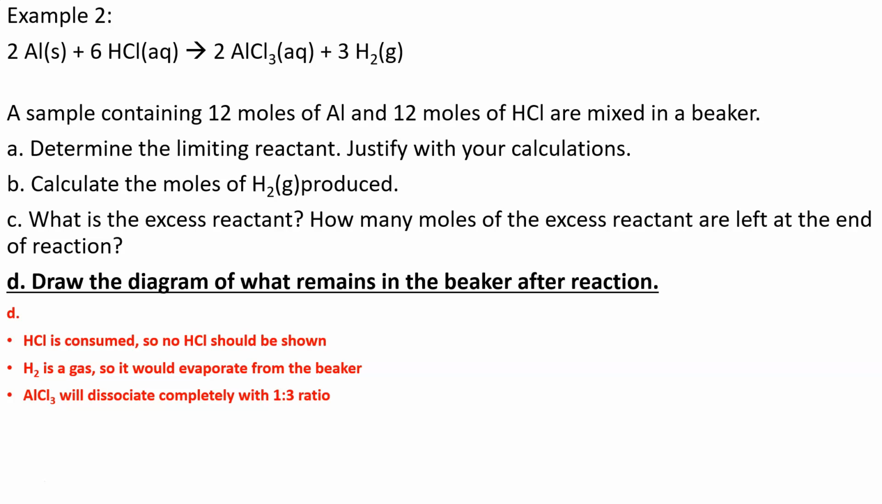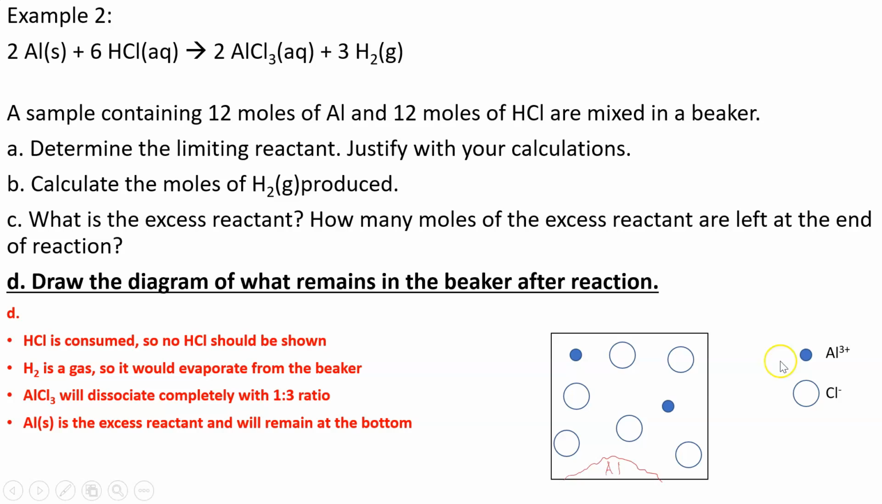AlCl3 will dissociate. It's going to break apart into Al and 3 chloride ions, 1:3 ratio. And aluminum is a solid. It's the excess reactant, so it will remain at the bottom. Your diagram may look different than this, but this is one way you could show it. You can make a little legend, or you could just draw aluminum 3+ in a circle if you'd rather do that. We'll draw our beaker with a couple aluminum ions, and we've got 3 times as many chloride ions, and we got a little bit of aluminum metal as a solid at the bottom.